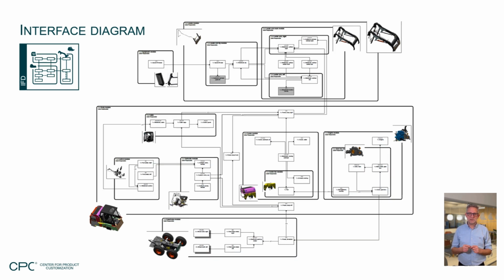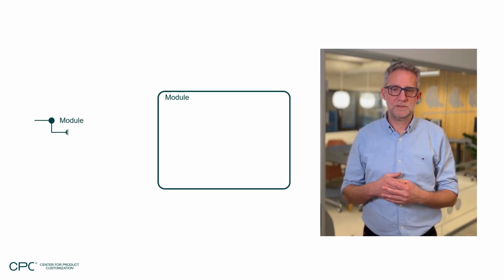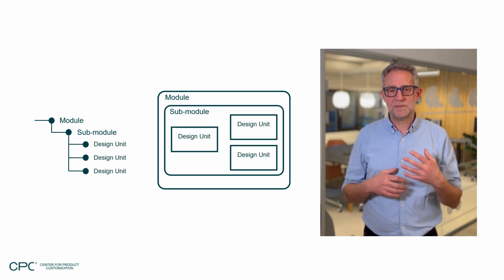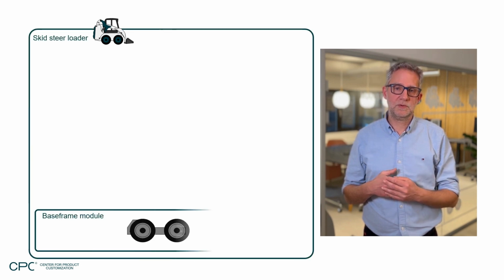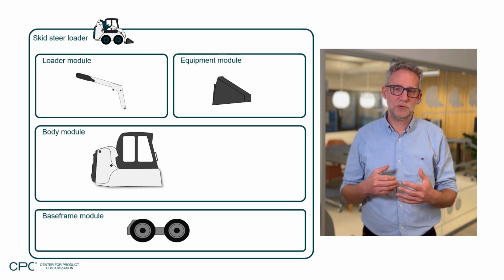To create an interface diagram, we start by looking at product documentation and discuss with market, engineering and supply chain competencies to identify potential physical modules and how they relate to each other. We can work with multiple levels of modules if necessary. We designate the lowest level module as a design unit. Going back to the skid steer loader example, we can break the product down into a base frame module, a body module, a loader module, and an equipment module.